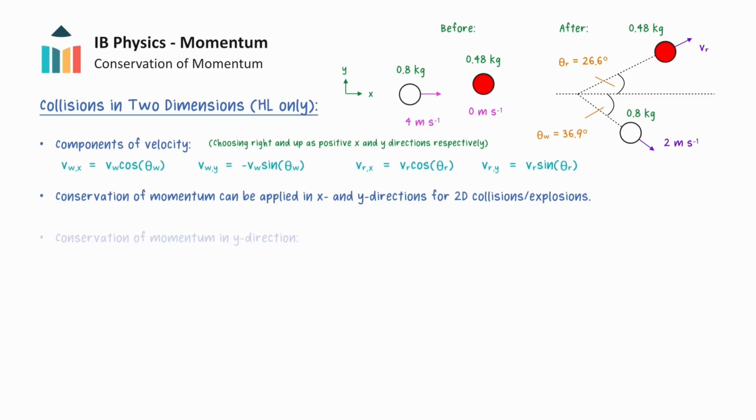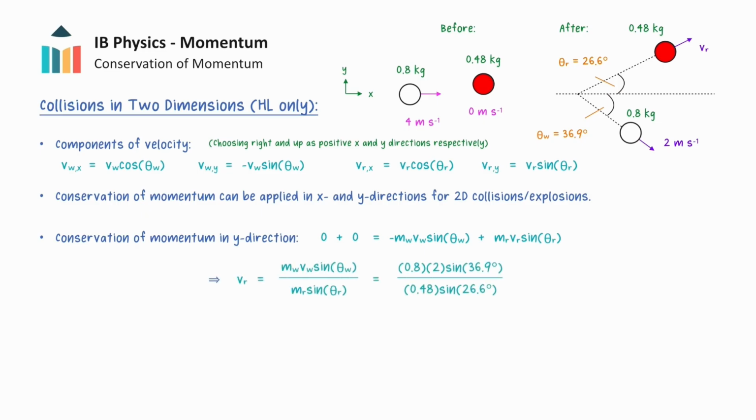If we apply conservation of momentum in the y direction, the initial momentum of both balls will be zero, as the white ball only has motion in the x direction. Their final momenta will be given by the components involving the sine theta terms as follows. We can then rearrange for the velocity of the red ball and substitute the relevant values to calculate a value of 4.47 meters per second.